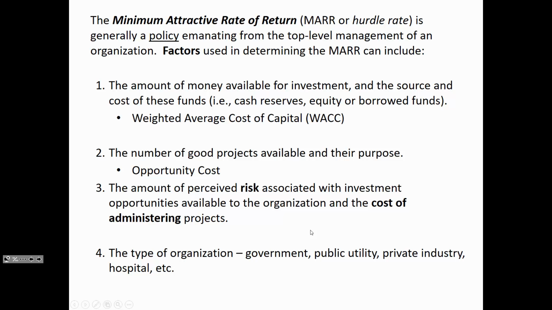Public entities like municipal governments and nonprofits generally will have a much lower MARR, much lower minimum acceptable rate of return than for-profit private corporations. And we're going to continue talking about the difference between those types of organizations later on.